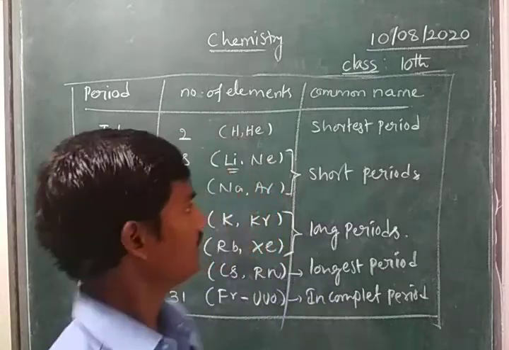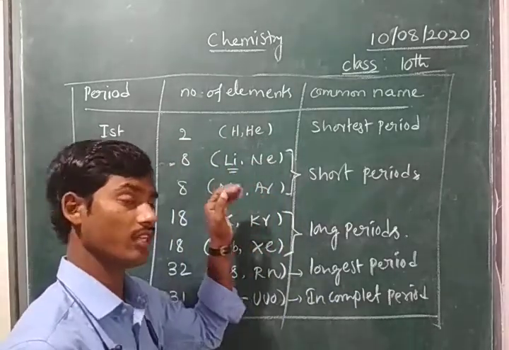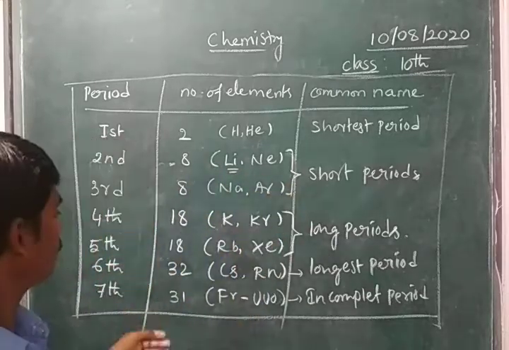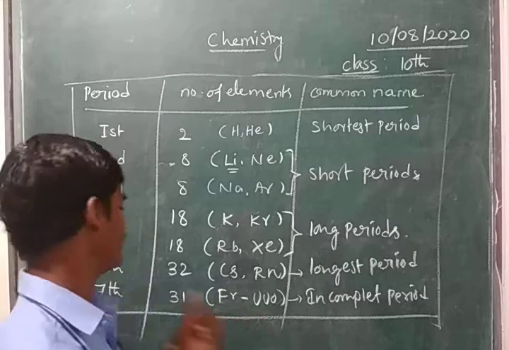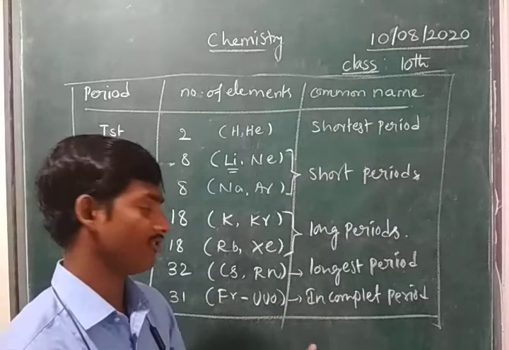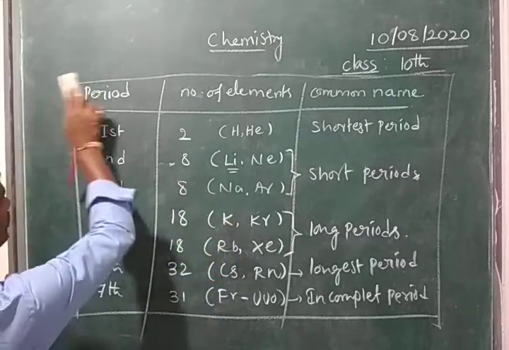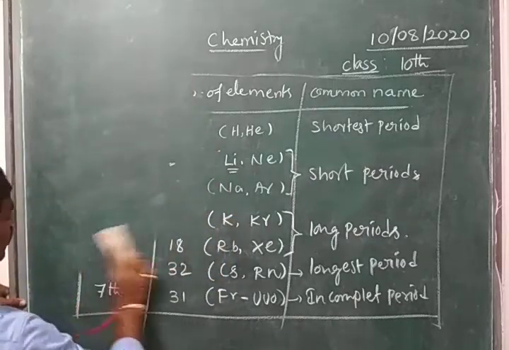Right, children? See here: first period, the shortest period with 2 elements. Second and third periods, short periods. Fourth and fifth periods are considered long periods. Sixth period is the longest period. Seventh period is the incomplete period. So now coming to the blocks we have, children.